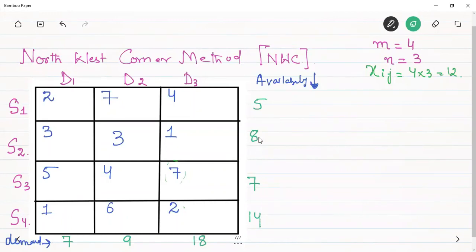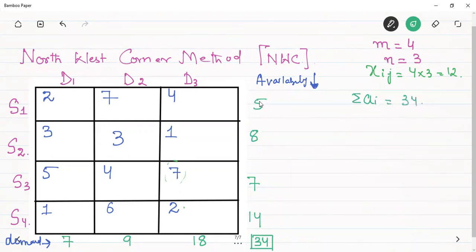What is the sum here? It should be 34, isn't it? The sum of availabilities, okay? The sum of availabilities is equal to 34 here. That is the sum of availabilities. AI से मैंने लिखा था. That is equal to 34.